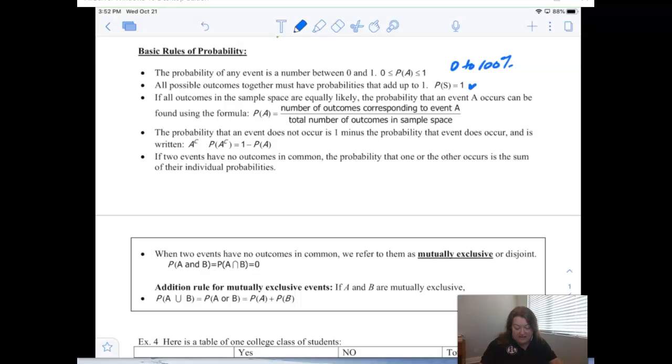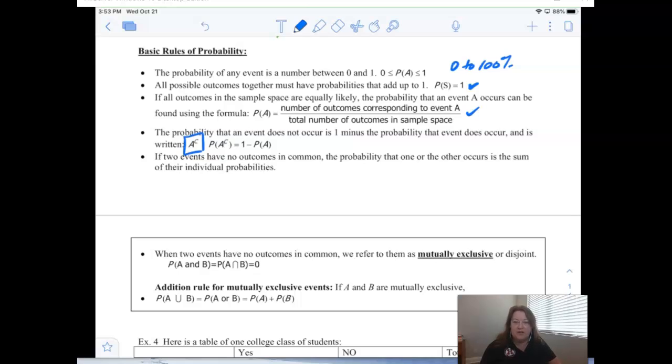If all the outcomes in a sample space are equally likely, then the probability that the event A occurs can be found by using the number of outcomes that we want over the total number of outcomes in the entire sample space. That seems pretty logical. That's our basic probability. The bottom is how many choices, and the top is how many of those choices are what I want. Next one says the probability that an event does not occur is 1 minus the probability that it does occur. And here you can see that notation. It's the complement of A, and the probability of the complement of A is 1 minus the probability of A.